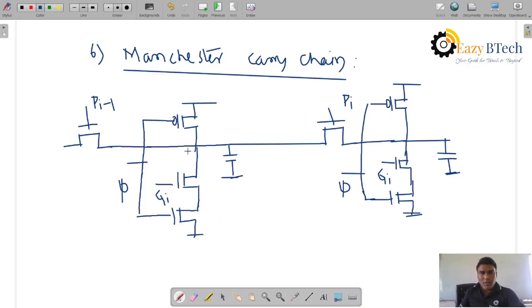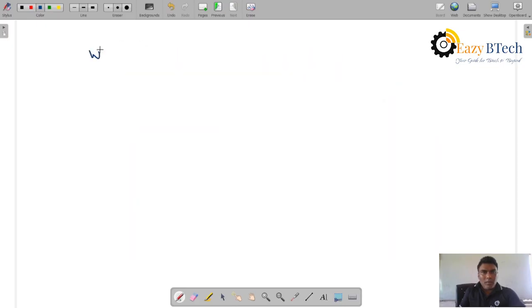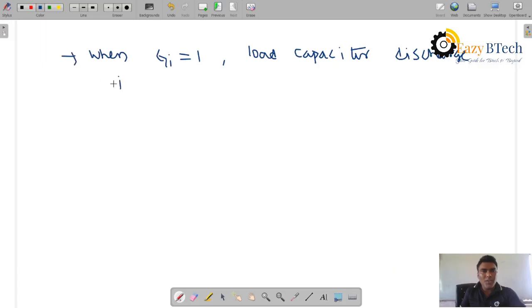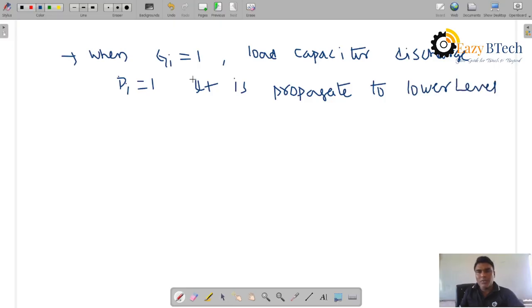So in this, when Gi is equal to 1, the load capacitor discharges, okay, the load capacitor discharges. When Pi is equal to 1, it propagates to the lower level. Okay, it propagates to the lower level. So this is what happens in the Manchester carry. So let us see the last one.